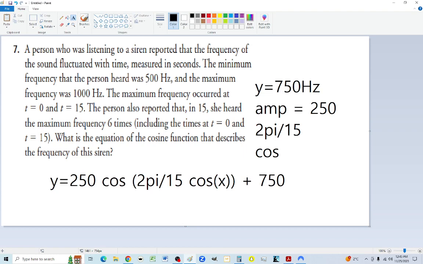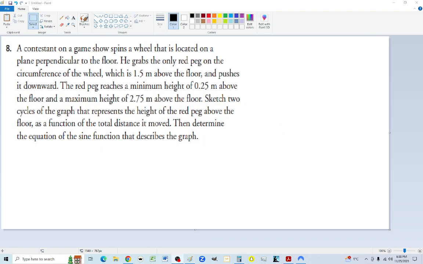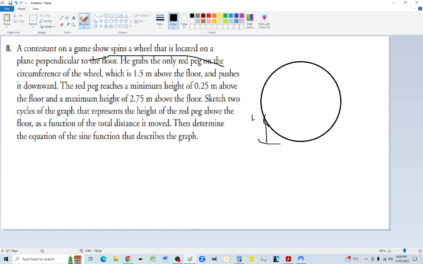Okay, a game show contestant spins a wheel that is located on a plane perpendicular to the floor. He grabs the only red peg on the circumference of the wheel, which is 1.5 meters above the floor. So we don't know if it's at the bottom here or in the middle or wherever. We just know it's 1.5 meters above the floor.